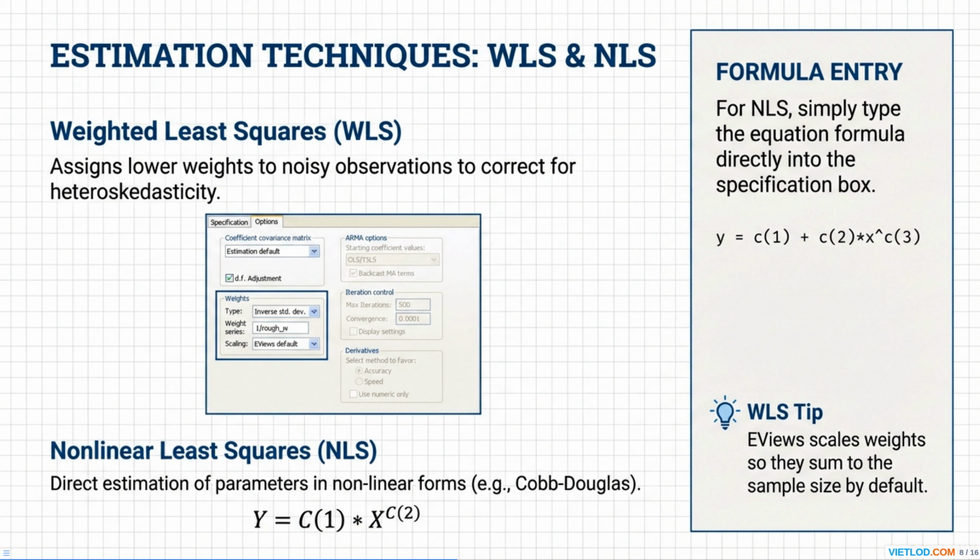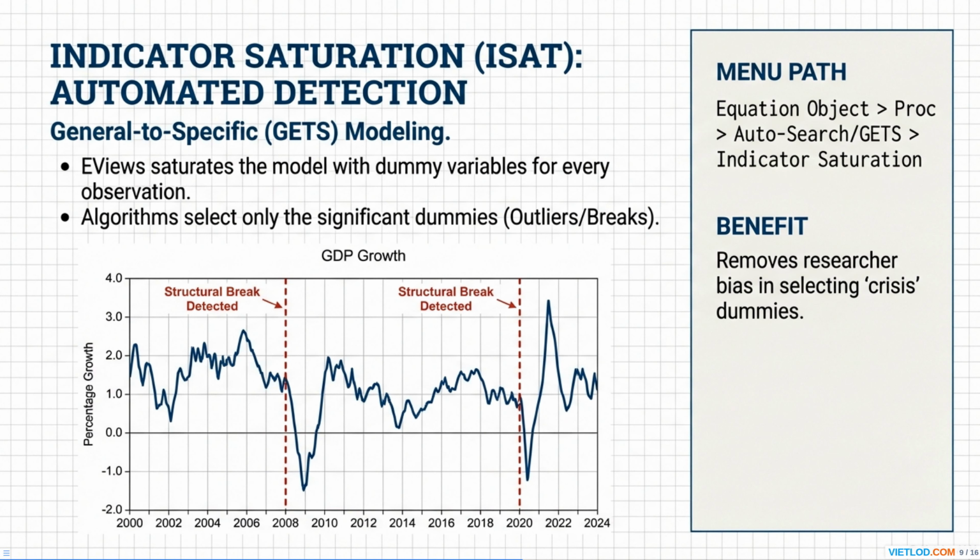Conversely, NLS is employed when the relationship you're modeling is fundamentally nonlinear in its parameters, preventing the use of standard OLS. For instance, estimating a Cobb-Douglas production function like y equals c1 multiplied by x raised to the power of c2 requires NLS. In EViews, you directly type this nonlinear formula into the equation specification box, and the software uses iterative algorithms to find the best parameter estimates. These methods allow us to tailor our estimation approach to the specific characteristics of our data and the underlying economic theory. Now, let's turn to a very modern and powerful technique for dealing with an often overlooked problem: unknown structural breaks.